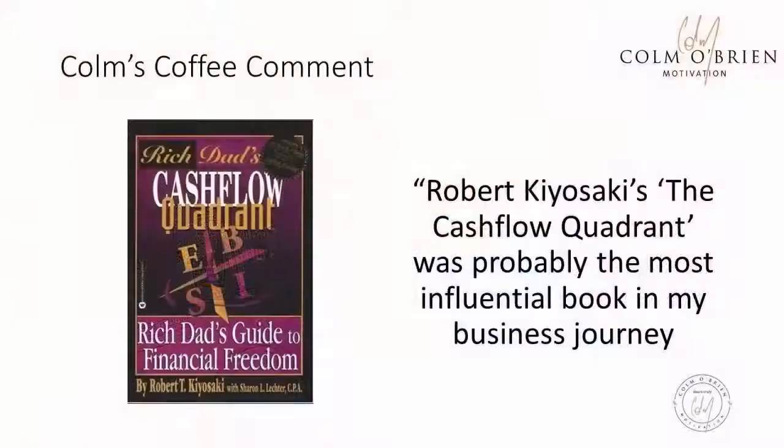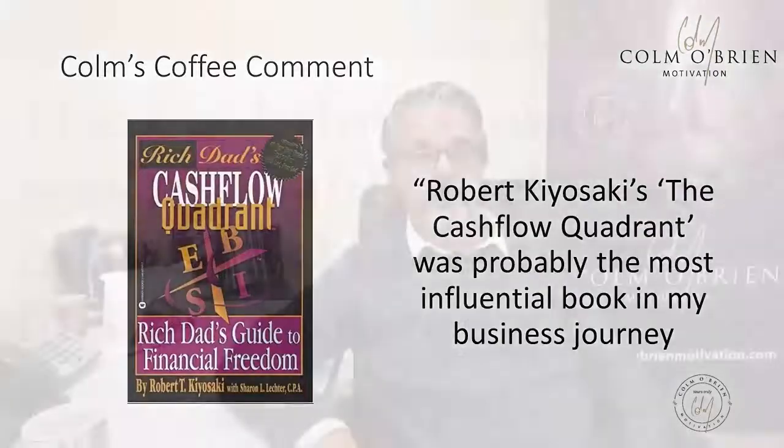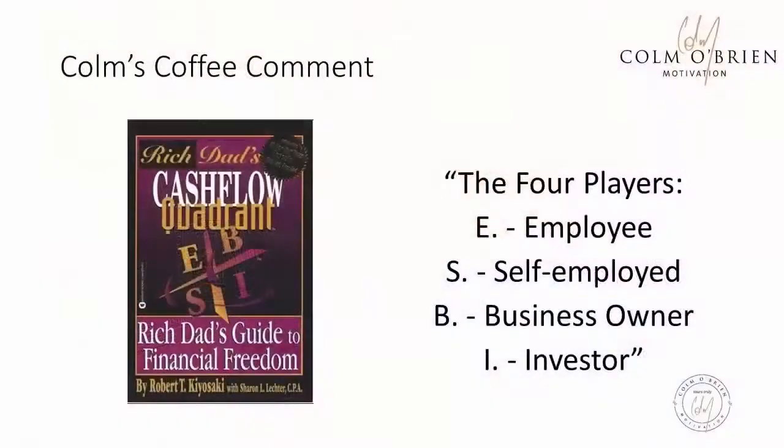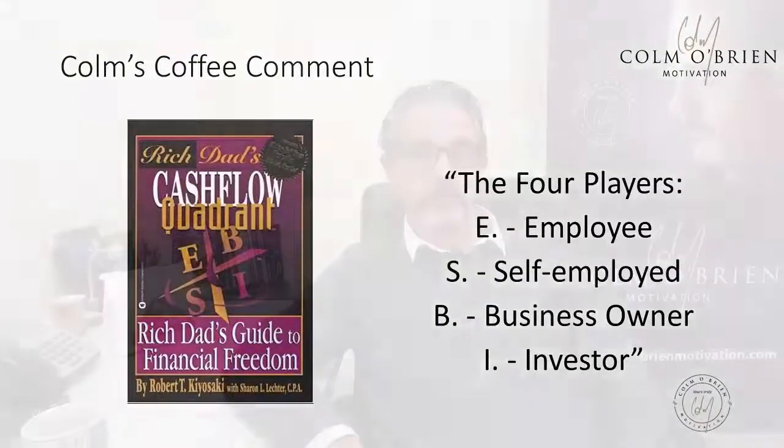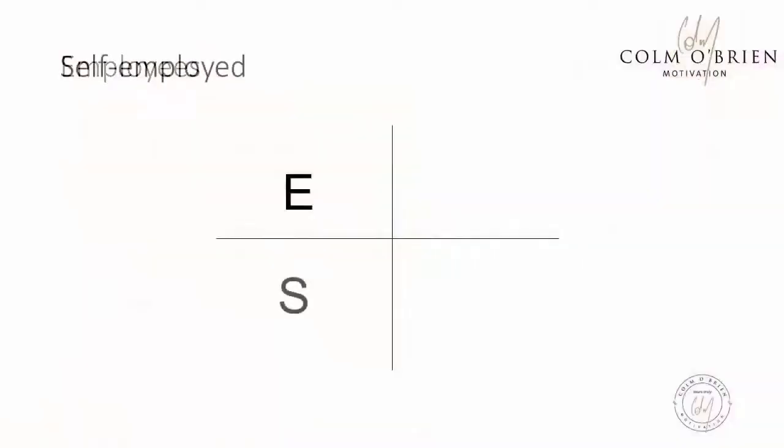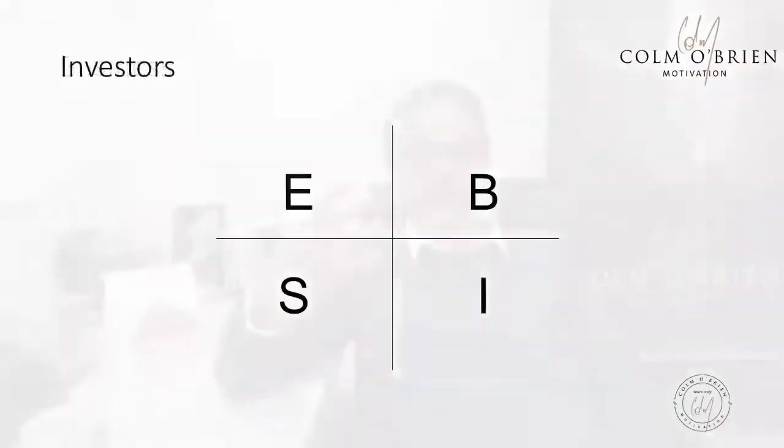But I always wondered why some people got ahead and other people didn't. And I began to study this stuff and came across a book called The Cash Flow Quadrant, which I devoured. And it was probably the most influential book in terms of my own business journey. And I'd like to share with you some of the concepts that I came across then. In his book, Kiyosaki talks about the 4 players: employees, self-employed, business owners, and investors. And he shows them represented thus in 4 different quadrants: top left, employee; bottom left, self-employed; top right, business owner; and bottom right, investor.